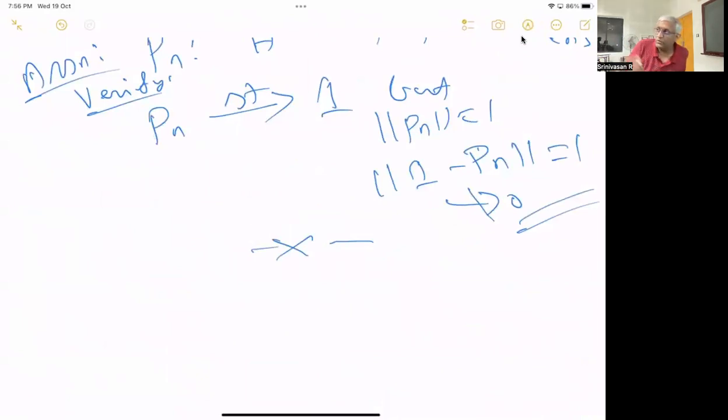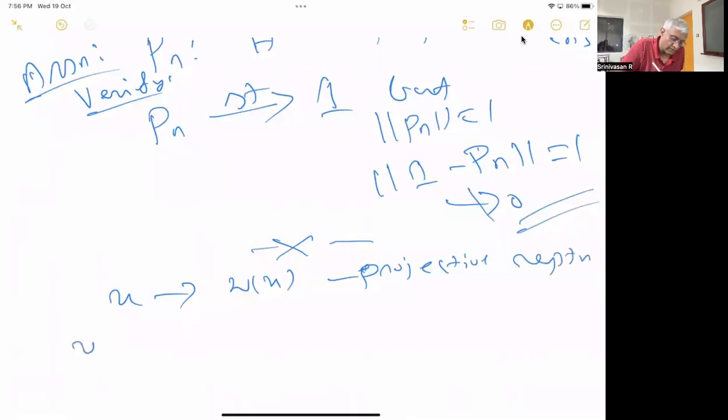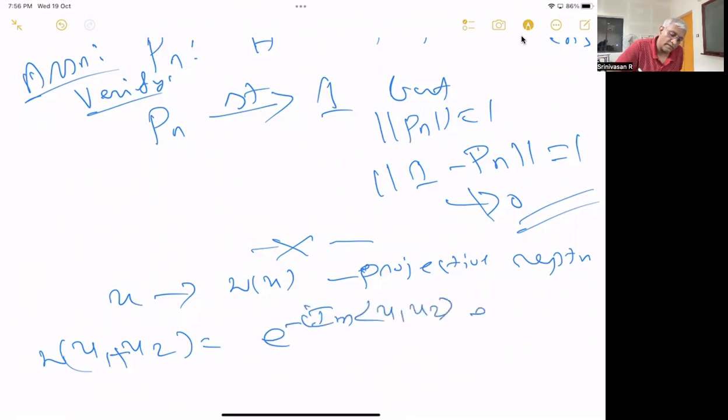This is the intuition for you to do unbounded operator theory. So this map u going to W of u is what is a projective representation. This is not a representation, it is a projective representation. That is, if you have u1, u2, then W of u1 plus u2 is equal to e to the i times the imaginary part of the inner product of u1, u2, times W of u1 times W of u2. The e comes the other way too, so here I'm putting a plus.